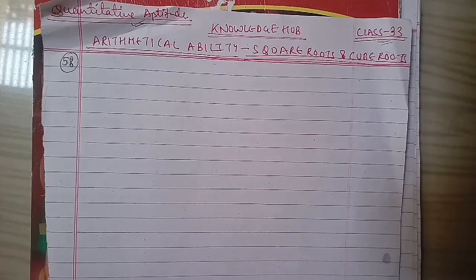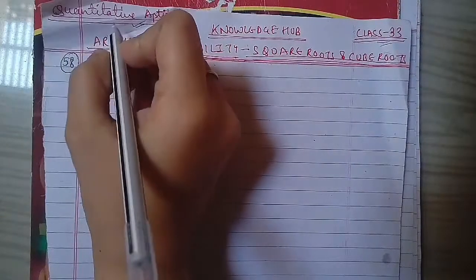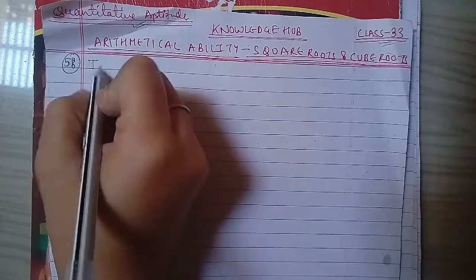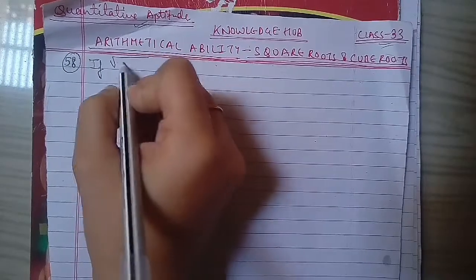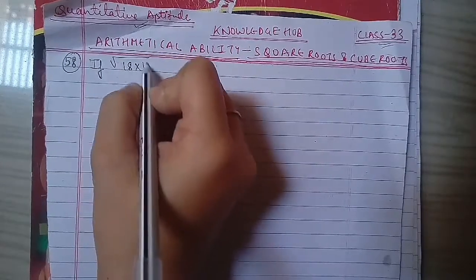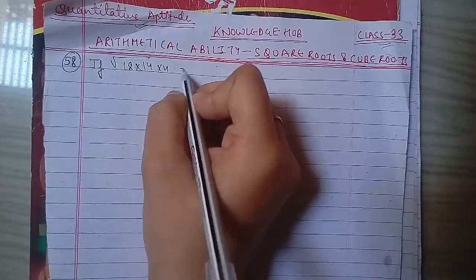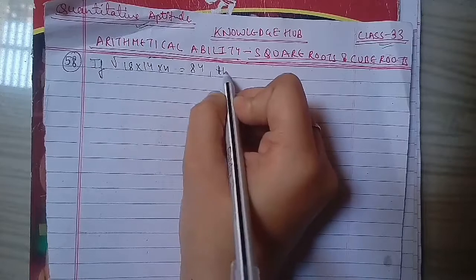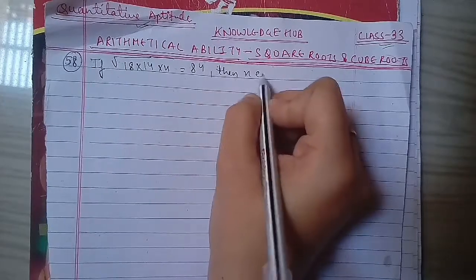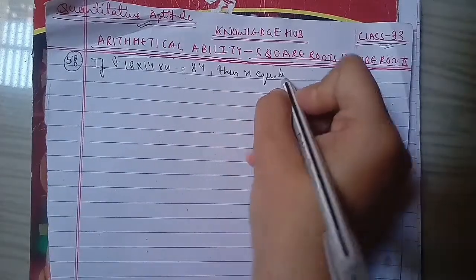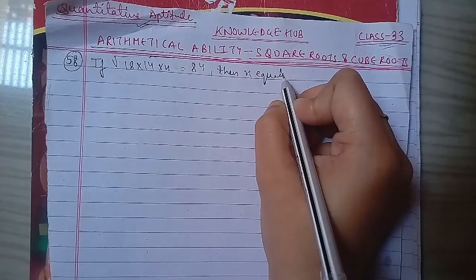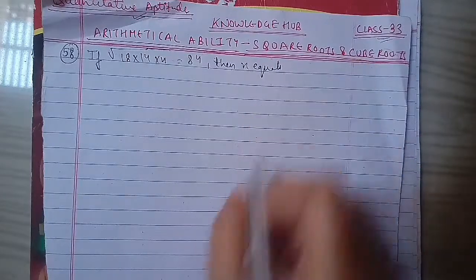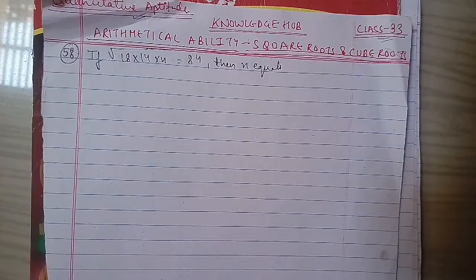In terms of quantitative aptitude, the question is: if under root 18 into 14 into x is equal to 84, then find x. The options for this are 22, 24, 28 and 32, and this is also an important one.